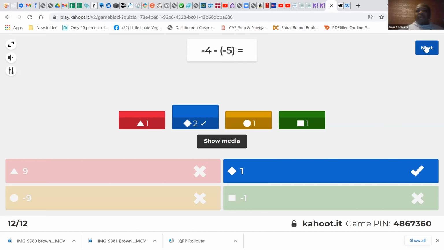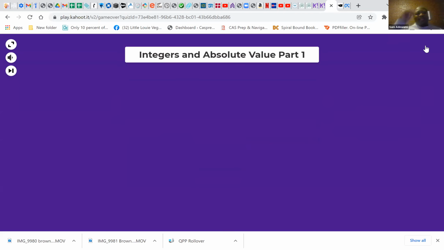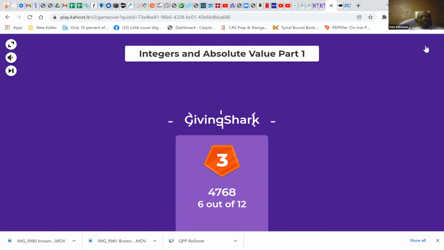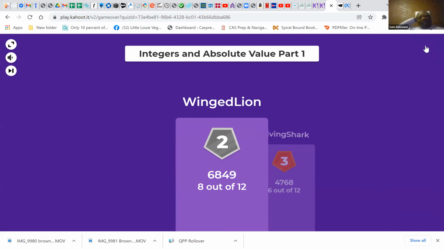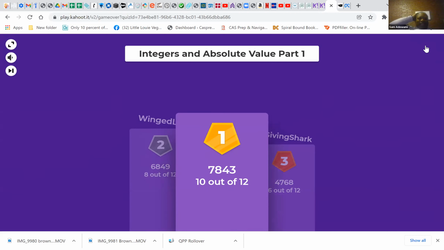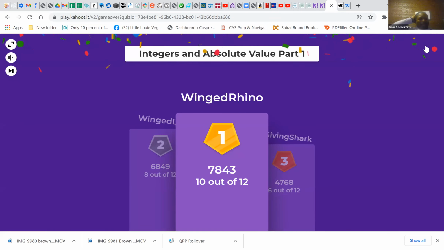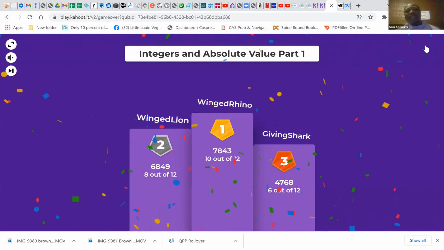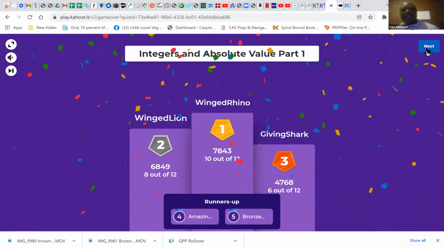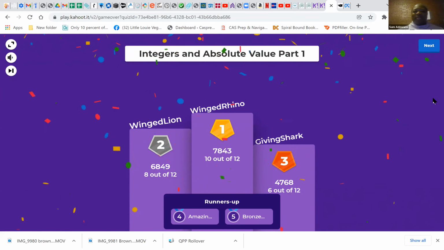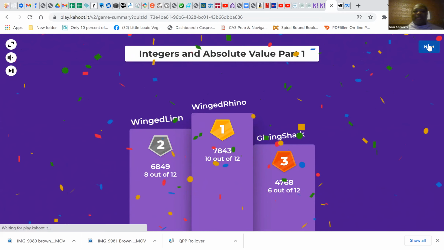All right, let's see who won the game. So coming in third, Giving Shark, yay. Coming in second, Winged Lion. And coming in first is Winged Rhino. So the winged folks have it this evening. And Amazing and Bronze are coming in fourth and fifth. All right.